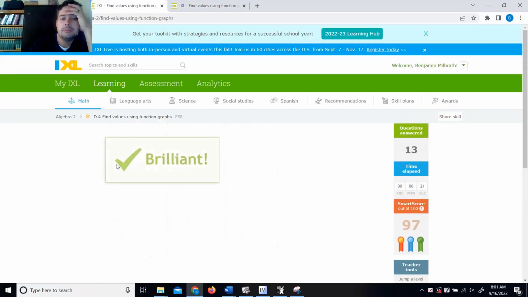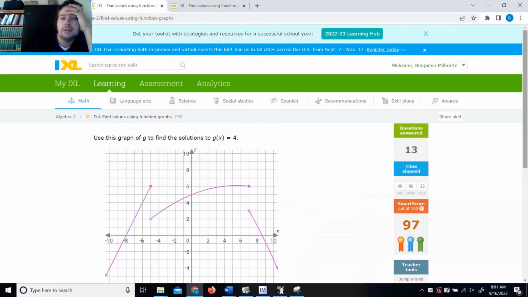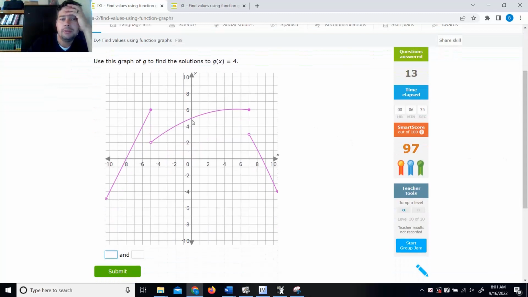Whoop. Good thing I didn't press enter. Where is y 4? Y is 4 in 3 different spots. Or no, 2 different spots. Here and here. So negative 6 and negative 2.